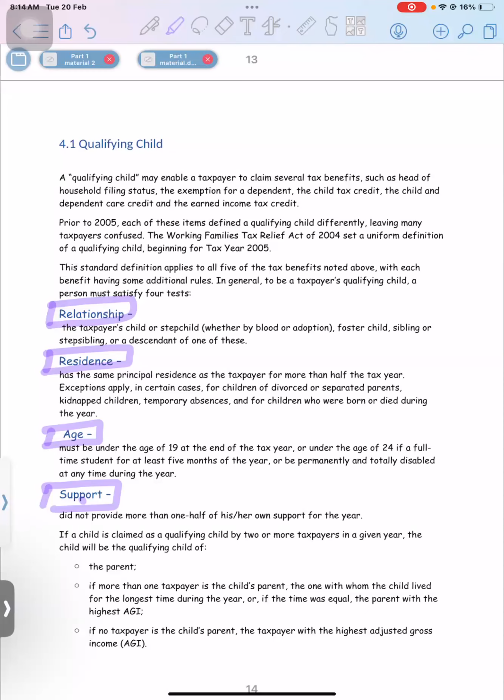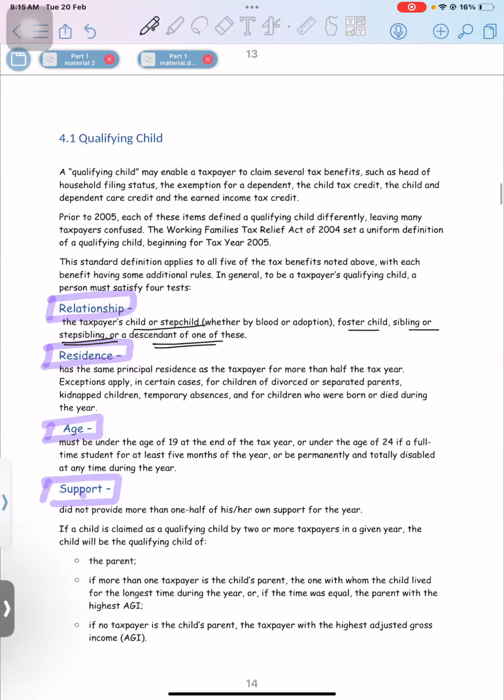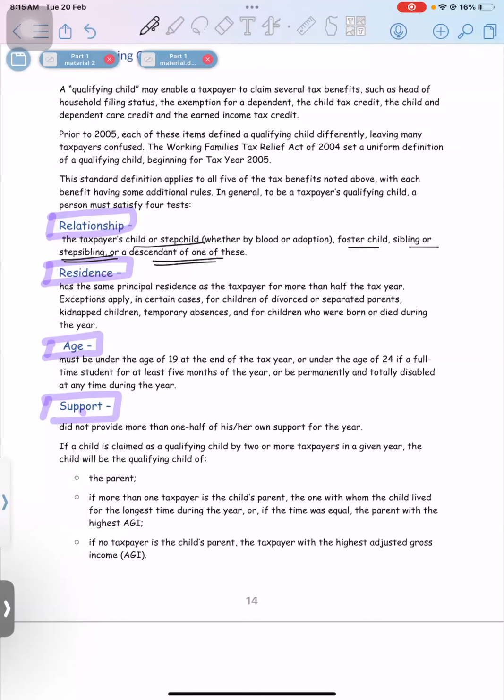What is the relationship test? The child should be related to the taxpayer for whom you are going to claim the qualifying child. So the taxpayer's child, stepchild, foster child, sibling, or step sibling, or a descendant of one of them, they fall into some relation. Then only you can go for a qualifying child status. Let's say my friend is there. A friend is not my relative, so they can't fulfill the relationship test.